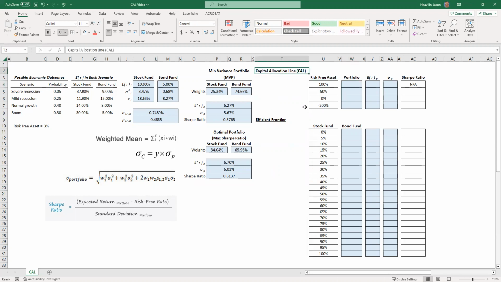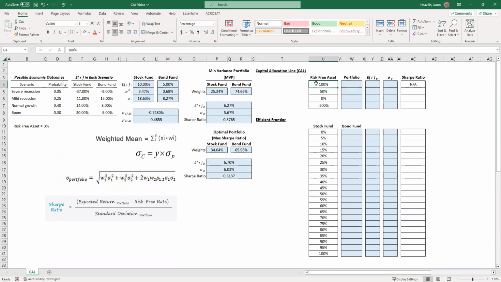For the capital allocation line, the idea is to combine the optimal portfolio with a risk-free asset in order to achieve different levels of returns while maintaining the maximum Sharpe ratio. It's pretty straightforward. We have a risk-free asset at 3%, and then we have the optimal portfolio we're going to be using. All we have to do is assign weights and then calculate the items over here.